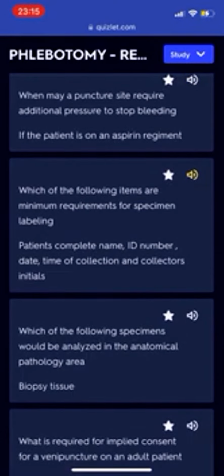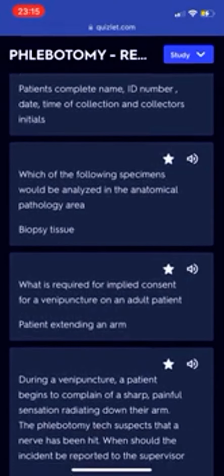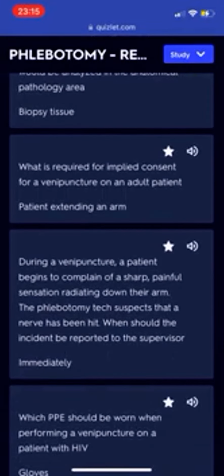Which of the following items are minimum requirements for specimen labeling? Patient's complete name, ID number, date, time of collection, and collector's initials. Which of the following specimens would be analyzed in the anatomical pathology area? Biopsy tissue. What is required for implied consent for a venipuncture on an adult patient?